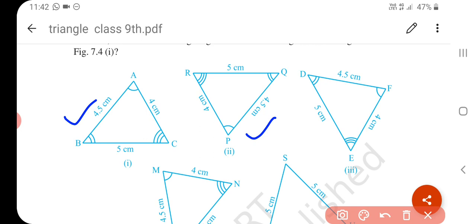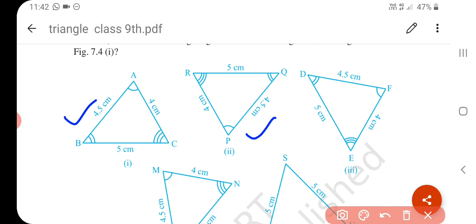Okay, and the corresponding angles A and P are equal, and corresponding angles are equal. The observation CPCT: what is CPCT? Corresponding part of congruent triangles. CPCT means corresponding parts of congruent triangles. We will say that all the elements of a triangle are equal to each other. Okay, are congruent to each other.